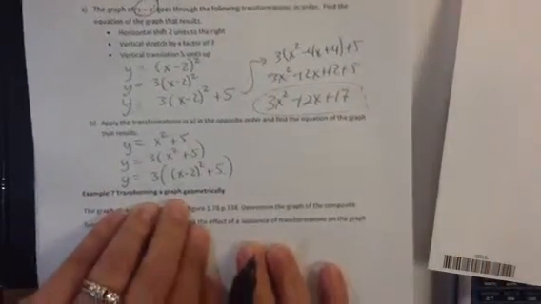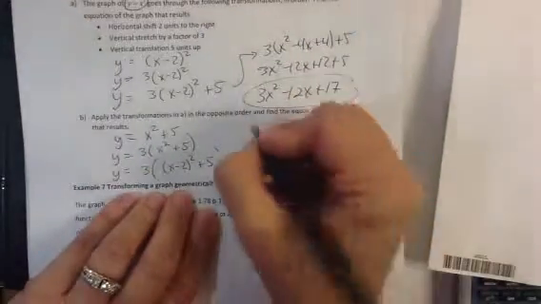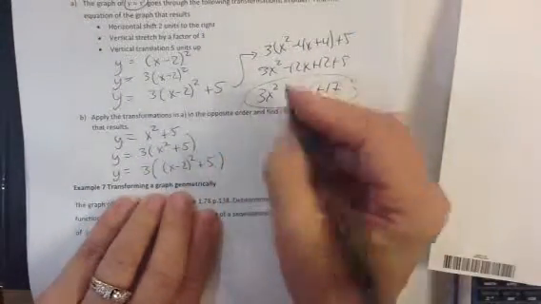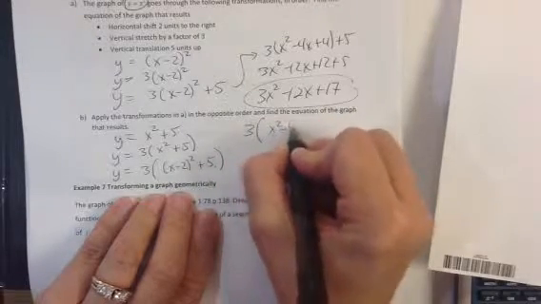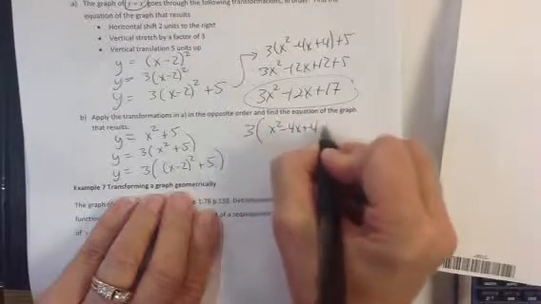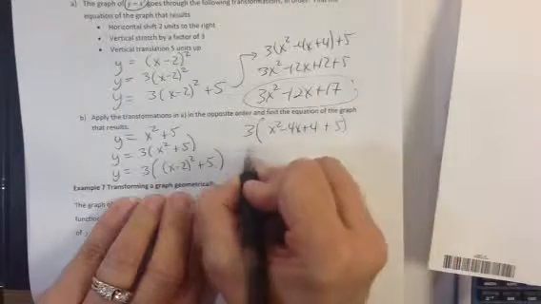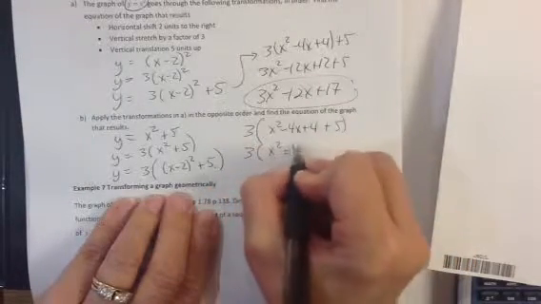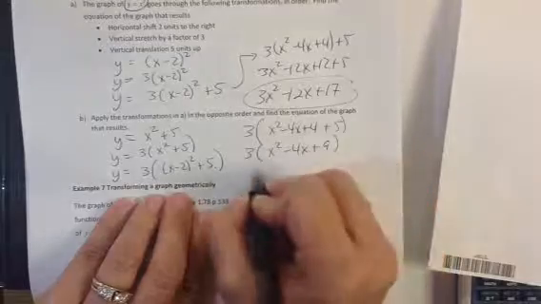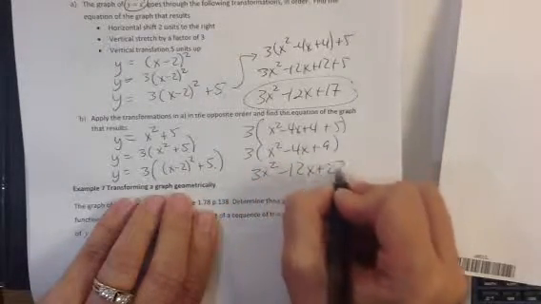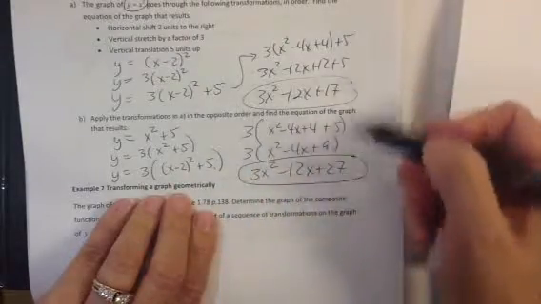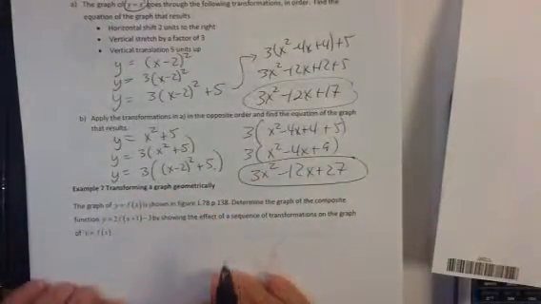Let's see if the same one happens here. So now what I've got is 3, and I'm going to expand this, 4x plus 4 plus 5. Now it's 3x squared minus 4x plus 9. And now I get 3x squared minus 12x plus 27. These are not the same, so the order is important.